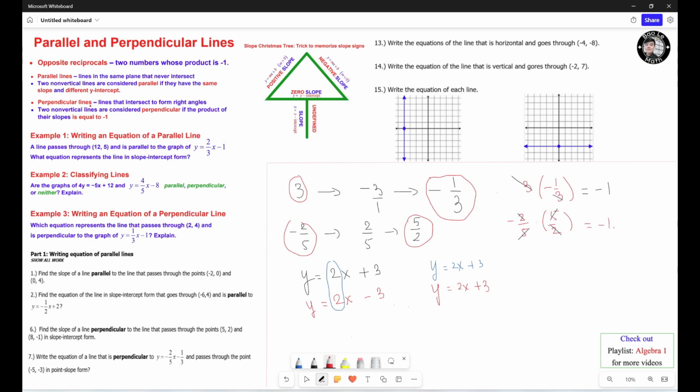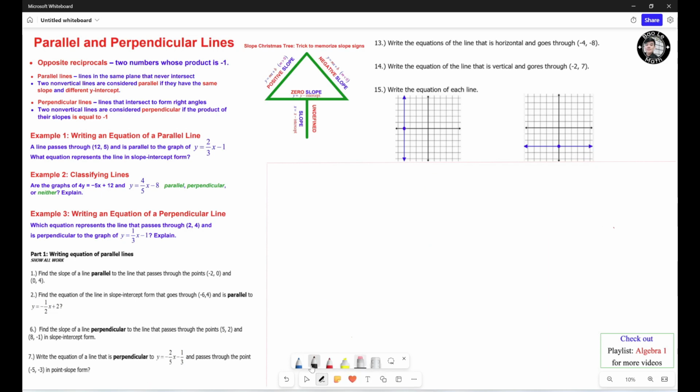Next one, perpendicular lines. Two lines are considered perpendicular if the product of their slopes equals negative 1. Or, in other words, their slopes will be opposite reciprocals. Okay, so let's take a look at the next example. So we have the first line, y equals 2x minus 3. Second line, y equals negative 1/2 x plus 3.